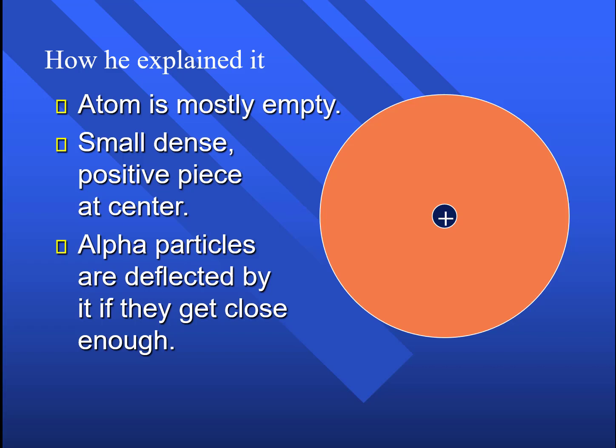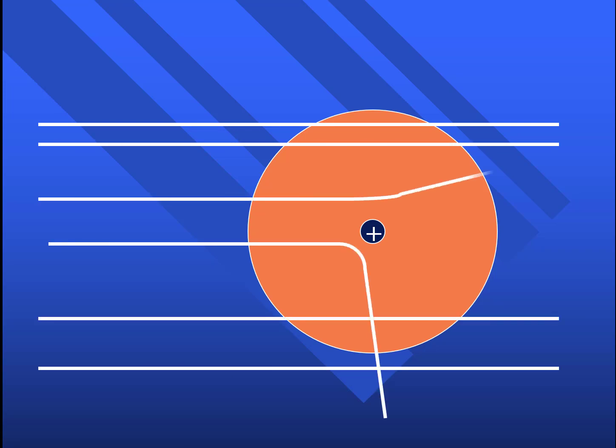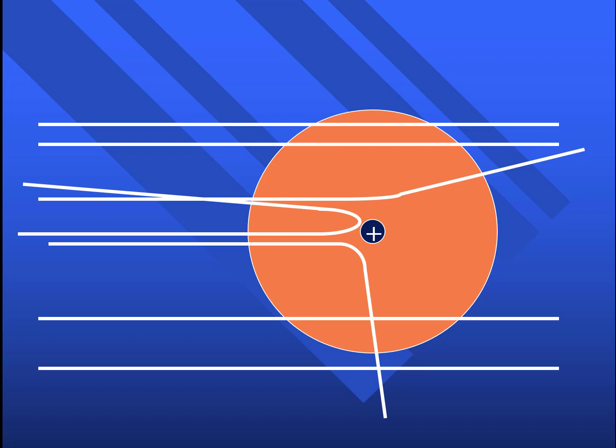So if you followed the paths of those particles, the ones that are way on the edges, they go straight through. If you get close, they turn a little bit if they're that far away, but if they go straight at it, they're going to get pushed back. So by the number that got pushed back, you could tell how big that nucleus was. Okay. So how big is it?